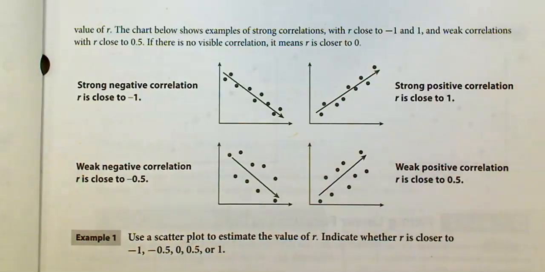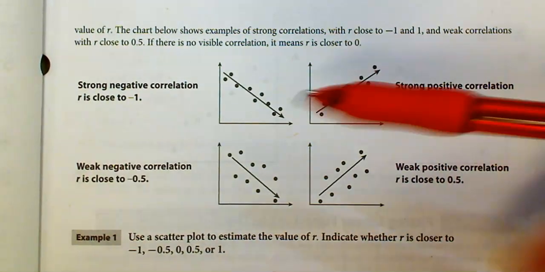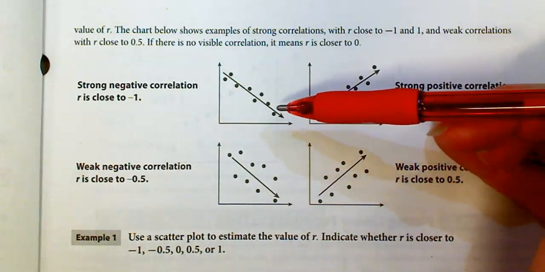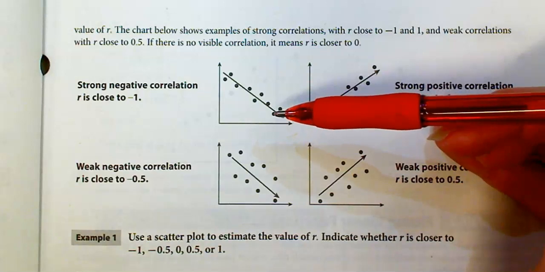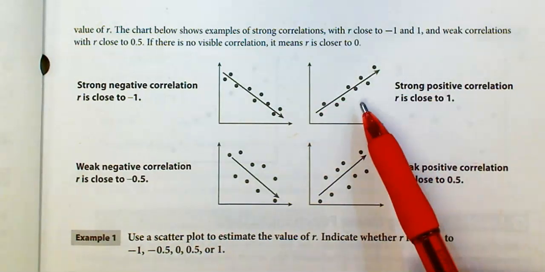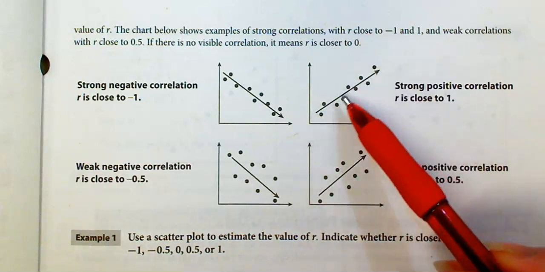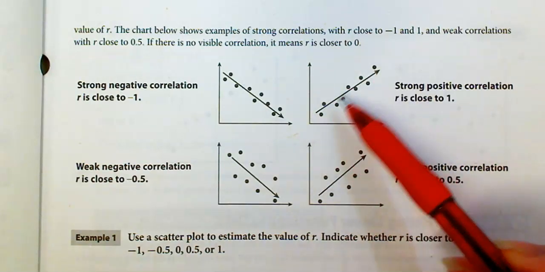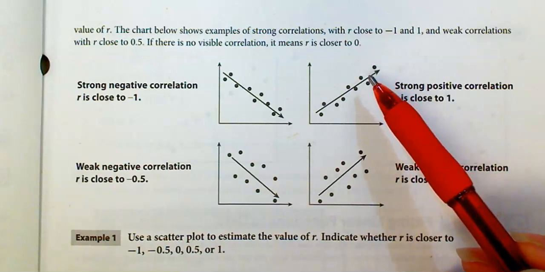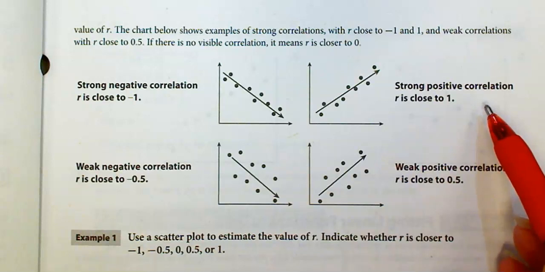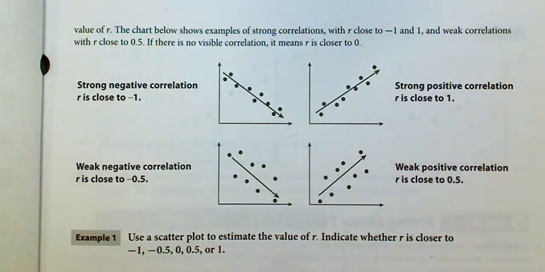Okay, and this is page 361, this is basically a visual of what they've just talked about. Strong negative correlation, all your points are pretty close to some imaginary line, and so your correlation coefficient is going to be close to -1. Strong positive correlation, again, all of your points are going to be really close to some sort of imaginary line that you could draw through the data. And so your R value, your correlation coefficient, is close to +1.